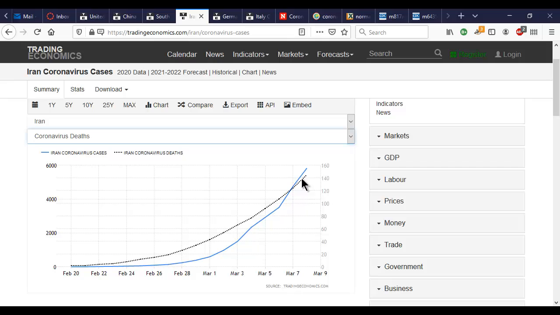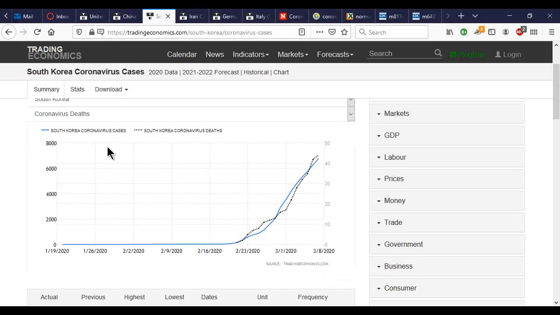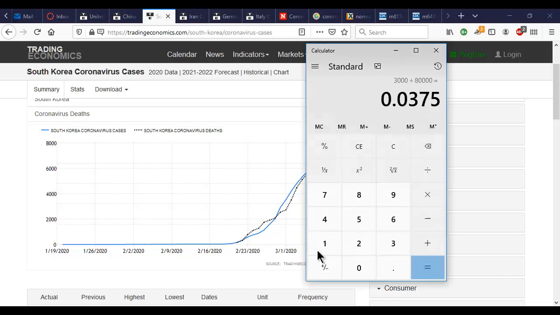Iran is starting out, I don't know how they're going to do. But let's have a look at the percentage of people who have died in South Korea. So we have about 45 deaths, it looks like, and about 6.5, let's say 7,000 cases. So we'll just do 45 over 7,000. Let's see what we get.